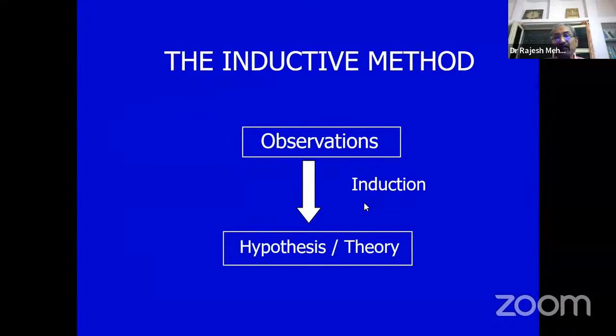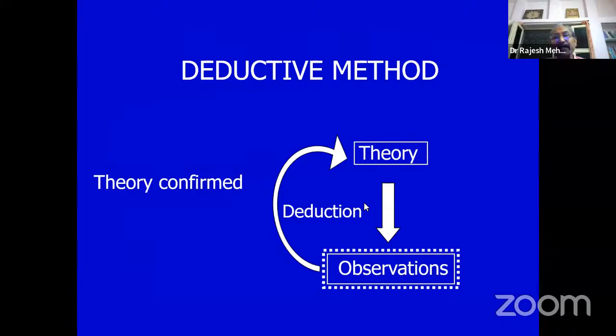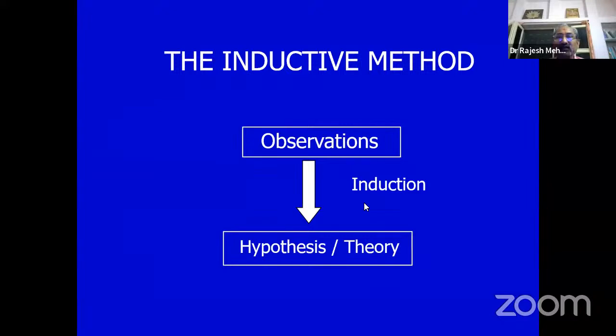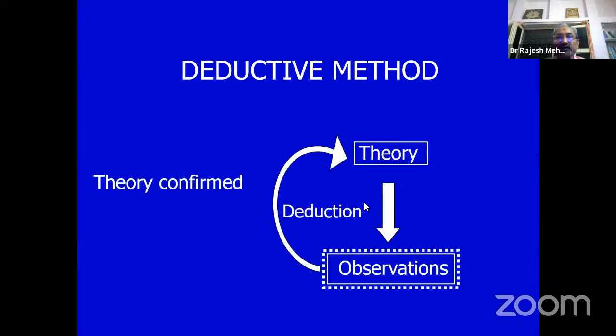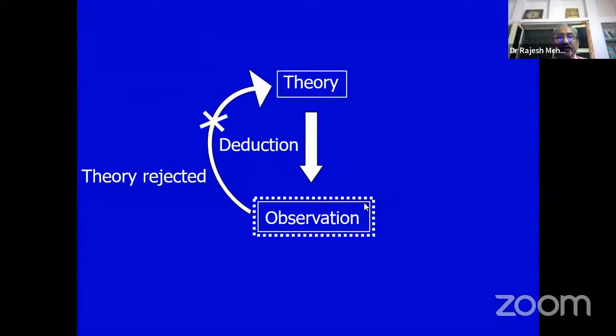So in inductive, from observation, you go for the theory or generalization. And in deductive, from theory, you go for the observation and then confirm it. So this is inductive, observation to theory. This is deductive, theory to the observation, and then confirm. We'll get examples of both. And in deduction, if the observation doesn't match, then you can say the theory is wrong.